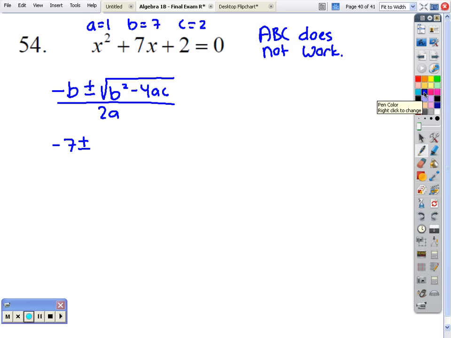Okay, so back to the problem. We have negative 7 plus or minus the square root of b squared. It's important that you put that in parentheses, especially if it's a negative, because if you're using your calculator and you don't put a negative number in parentheses when you square it, you will get the wrong answer. Okay, the calculator follows order of operations.